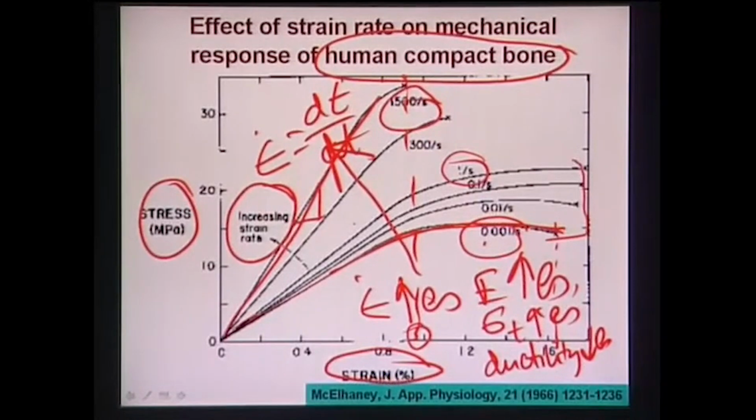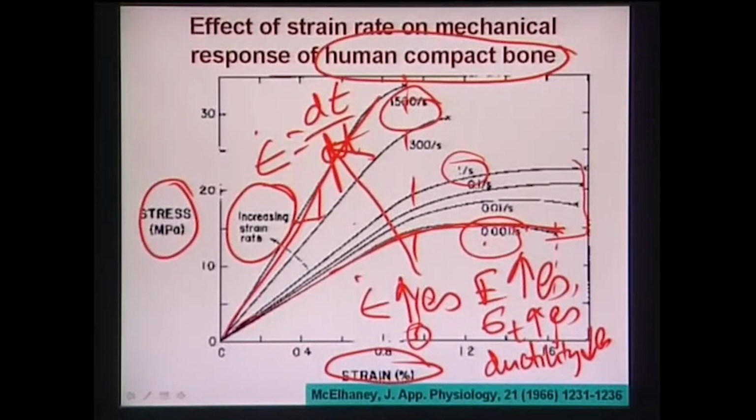So, in other words, the major message from this plot is that with increasing strain rate, your ductility decreases, and the mechanical response of the human compact bone is highly sensitive to strain rate. Again, the mechanical properties of the human compact bone cannot be described by a unique value, because they depend on the strain rate, as you can see from this particular slide.